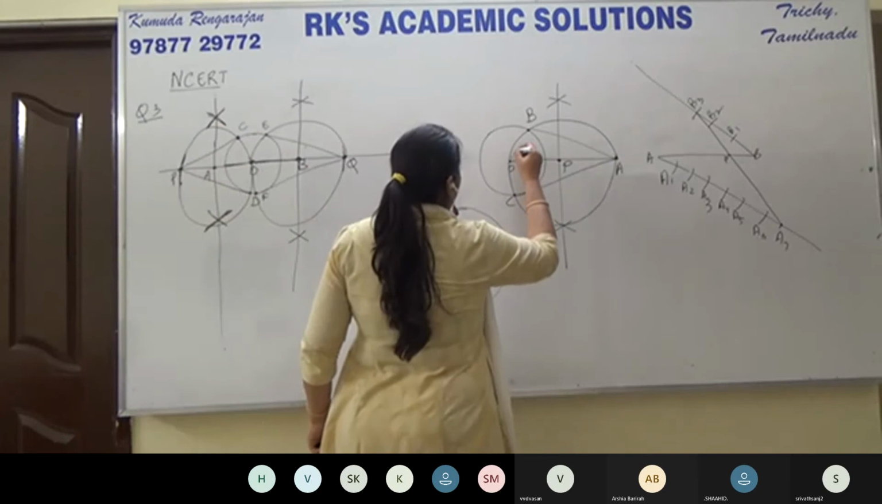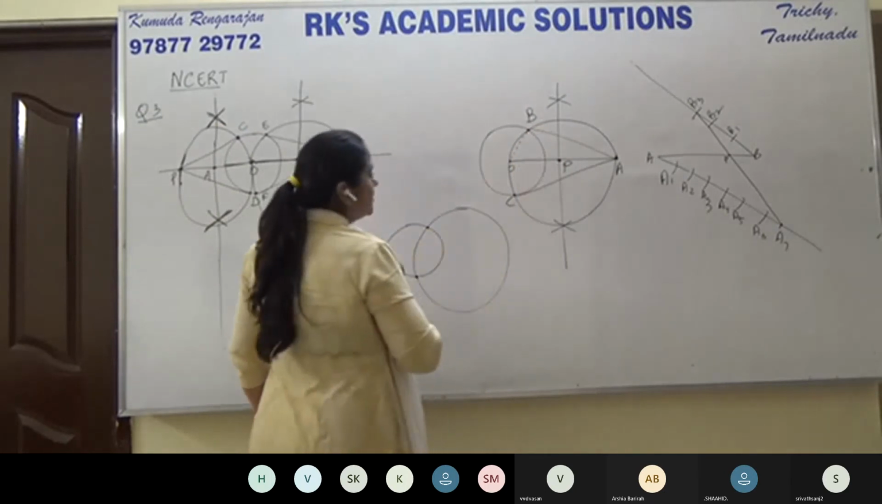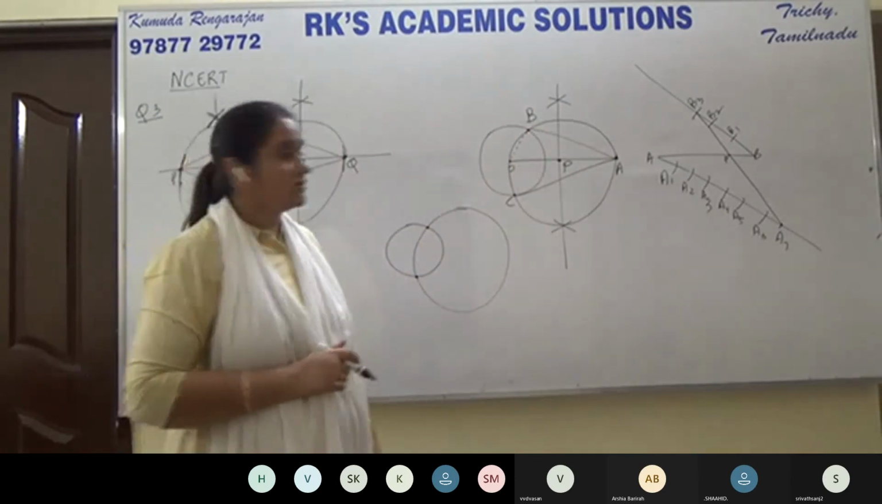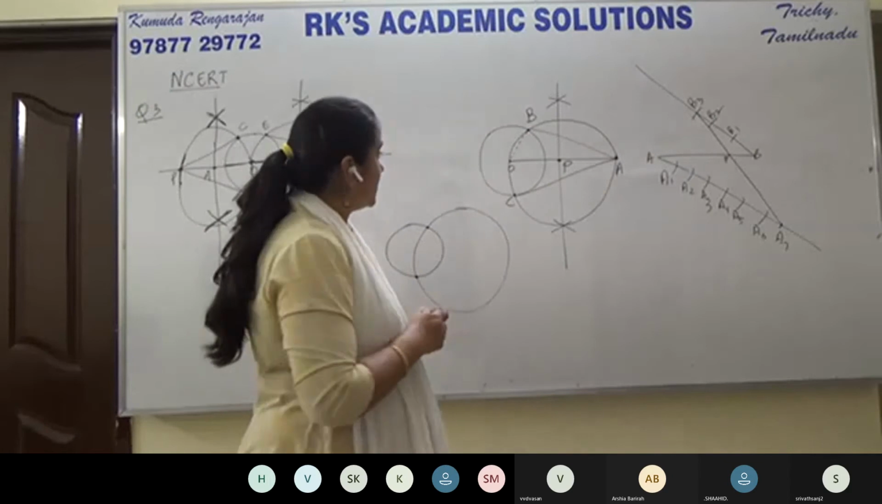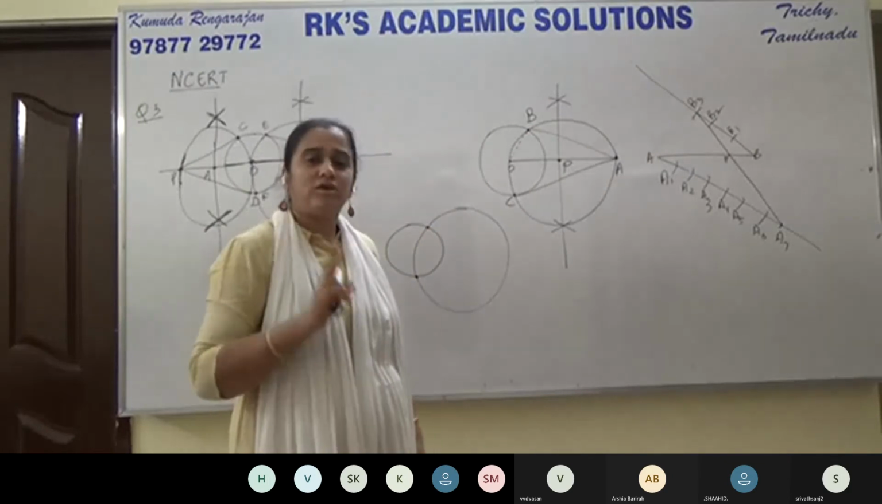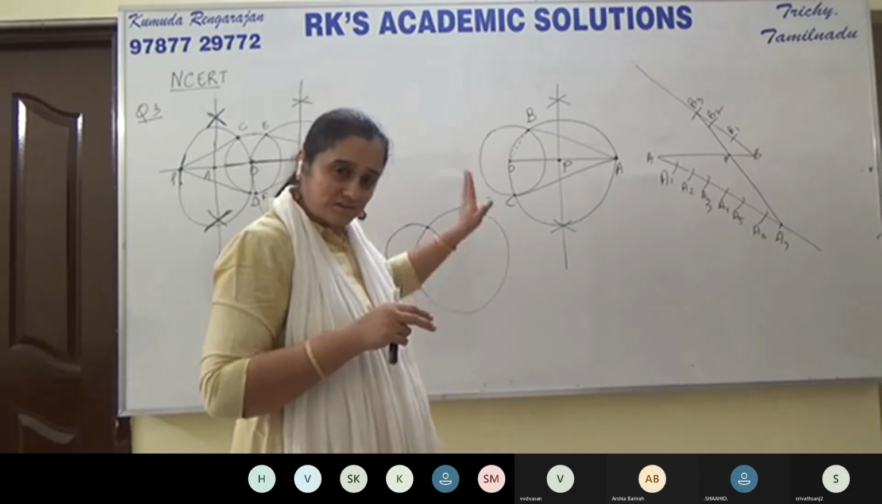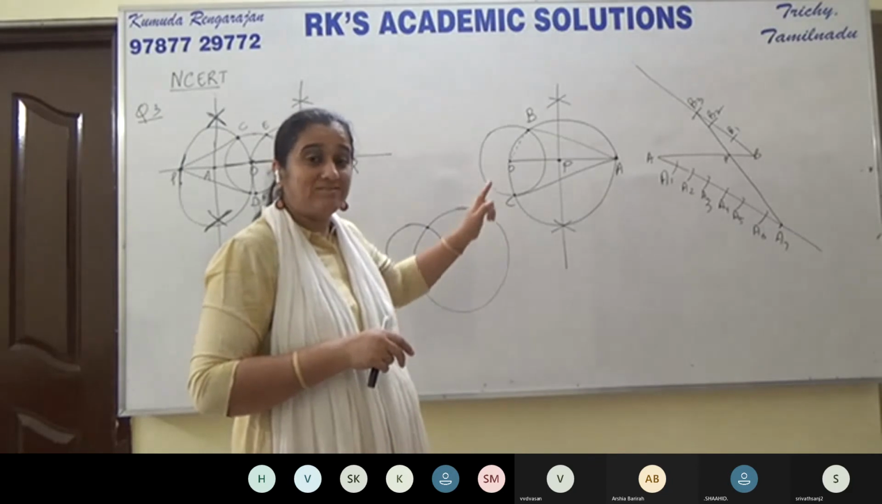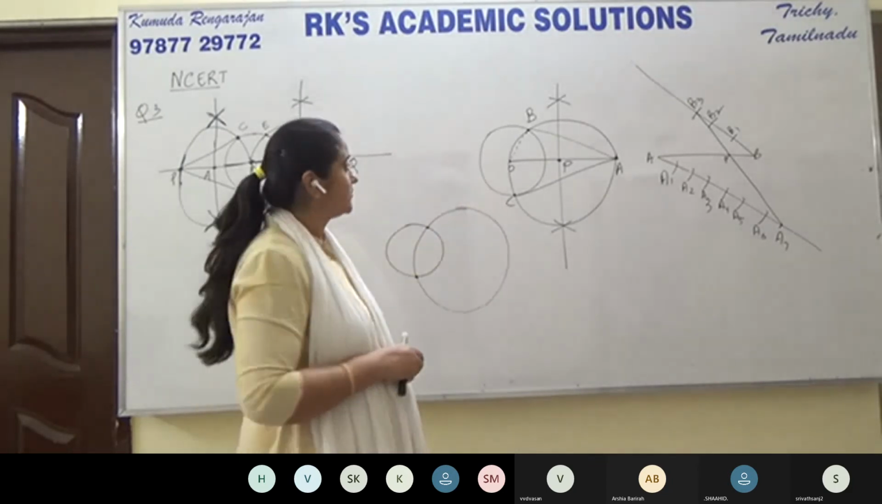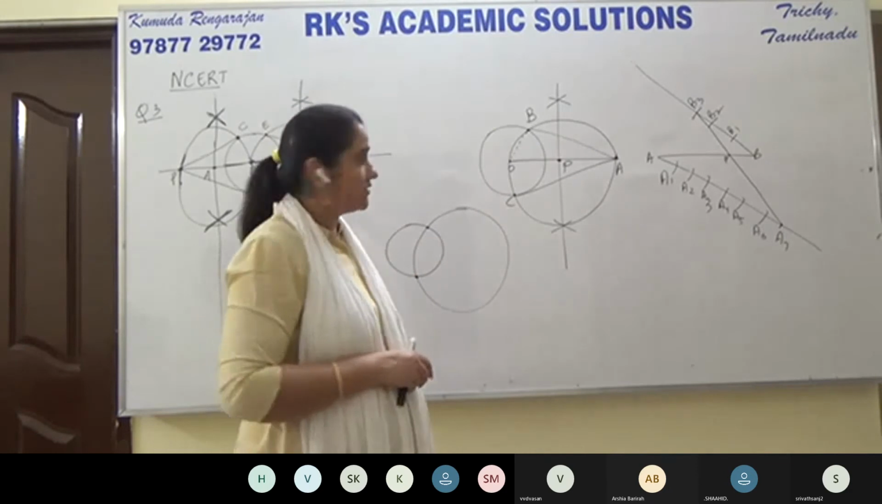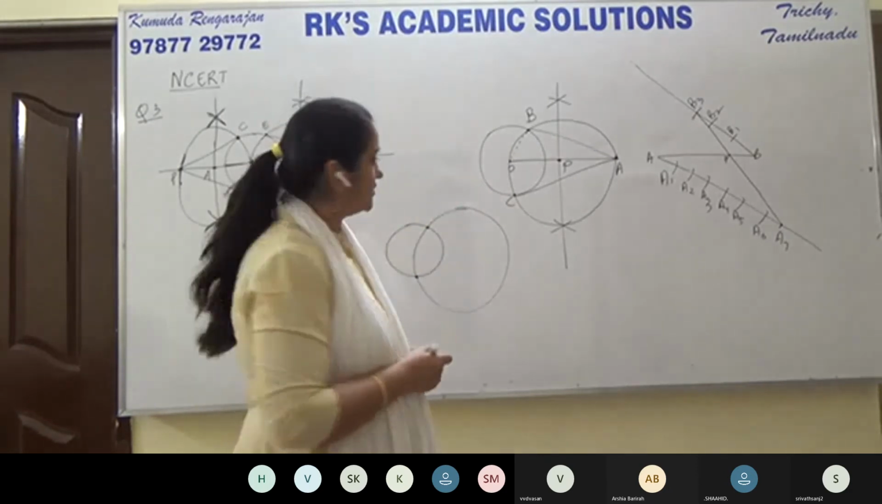Now, if you join OB, what is OB? OB is the radius of the given circle. Three minutes, we'll wind up.